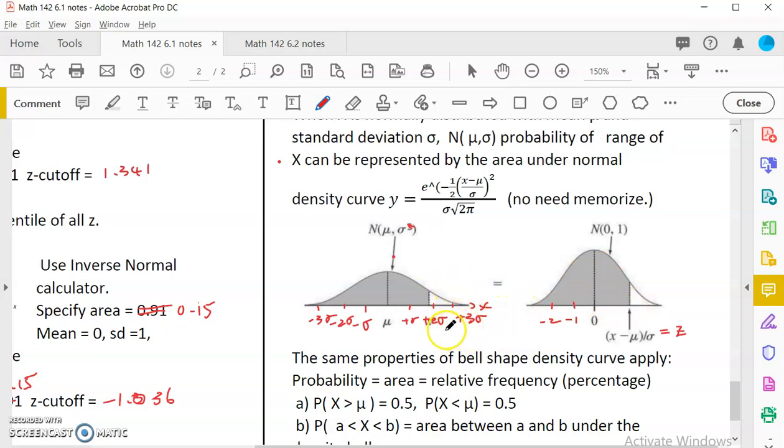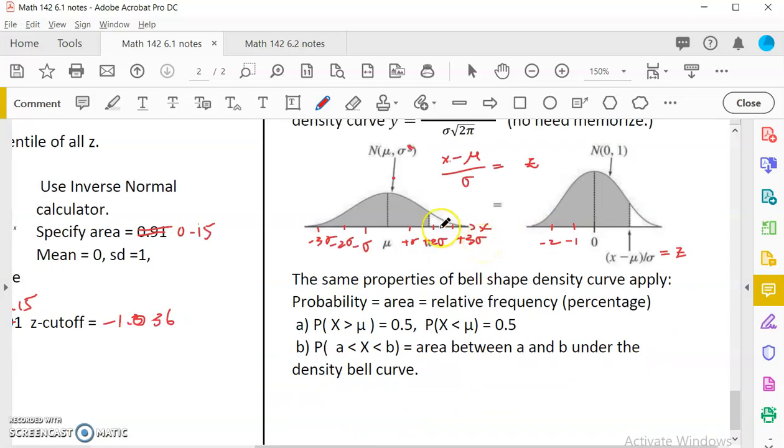And so to convert from x to z, you would say z is equal to x minus mu over sigma. We always use that. And then this bell curve has the same properties. Half of the data is greater than mu, so the probability of having an x greater than the mean is 0.5. The probability of being less than the mean is 0.5. Only if it's normal though, right?